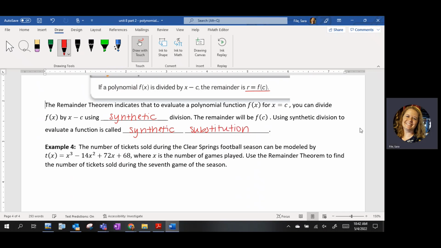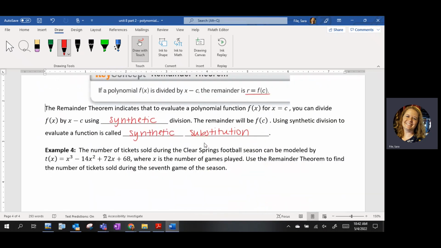Okay, so you've done direct substitution for a long time, since pre-algebra. When you know a value and you plug it in and calculate, you are substituting something directly into a function. So now we're going to look at that compared to synthetic substitution using synthetic division. And you'll see we get the same answer. Synthetic division works as well. That's what the remainder theorem tells us.